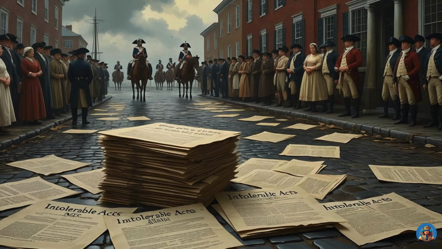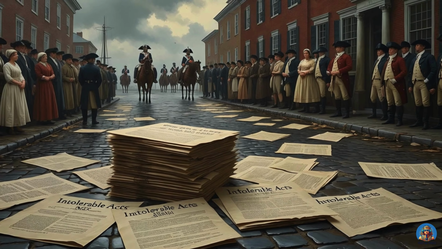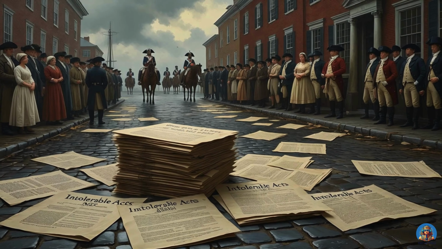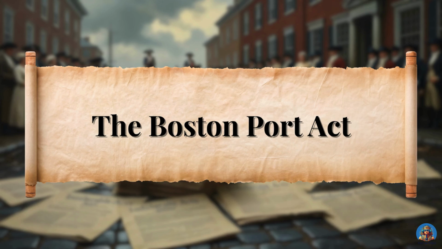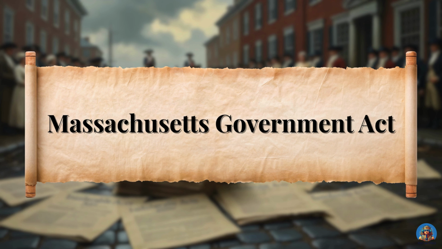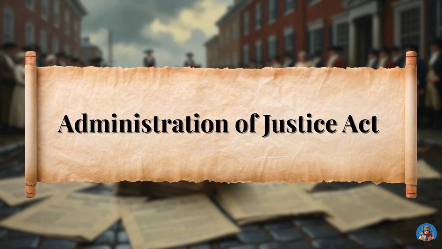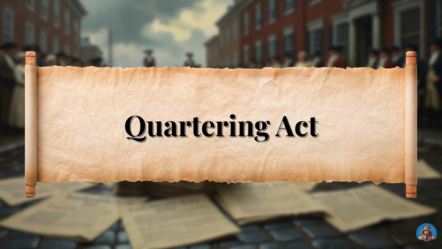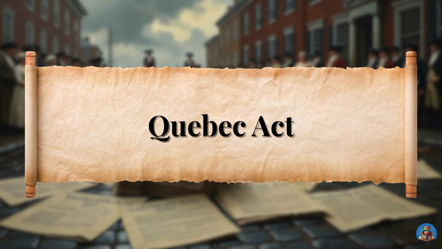Britain struck back with the Coercive Acts of 1774, which colonists called the Intolerable Acts. The Boston Port Act closed the harbor. The Massachusetts Government Act replaced local rule with royal control. The Administration of Justice Act allowed officials to be tried elsewhere, avoiding local juries. A stronger Quartering Act forced colonists to house troops. And though separate, the Quebec Act expanded Catholic Quebec, alarming many Protestant colonists.